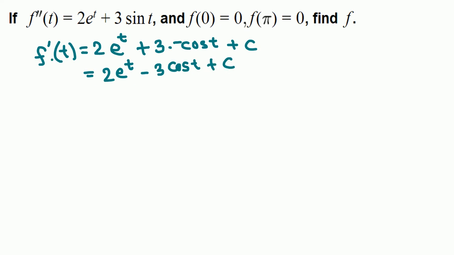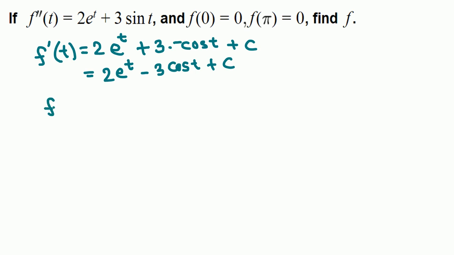Okay, let's look at how to determine c. We want to use the initial values, but the initial values are given for f, and we have f prime, so none of these can be used now. Now we want to find the antiderivative one more time. This is f prime, so let's take the antiderivative.